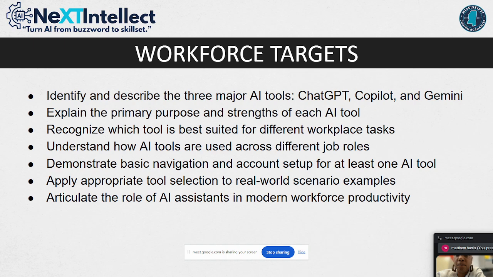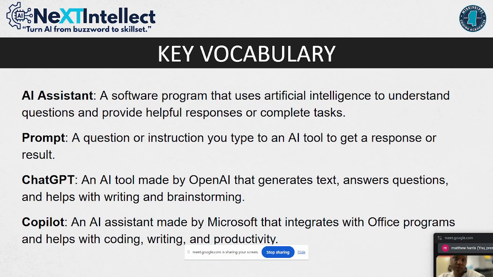The targets are to be able to identify and describe the 3 major AI tools, Chat, Copilot, and Gemini, explain the primary purpose and strengths of each AI tool, recognize which one's best for a certain workplace task, understand how AI tools are used across different job roles, demonstrate basic navigation and account setup for at least one AI tool, apply appropriate tool selection to real-world scenario examples, and articulate the role of AI assistants in modern workforce productivity.